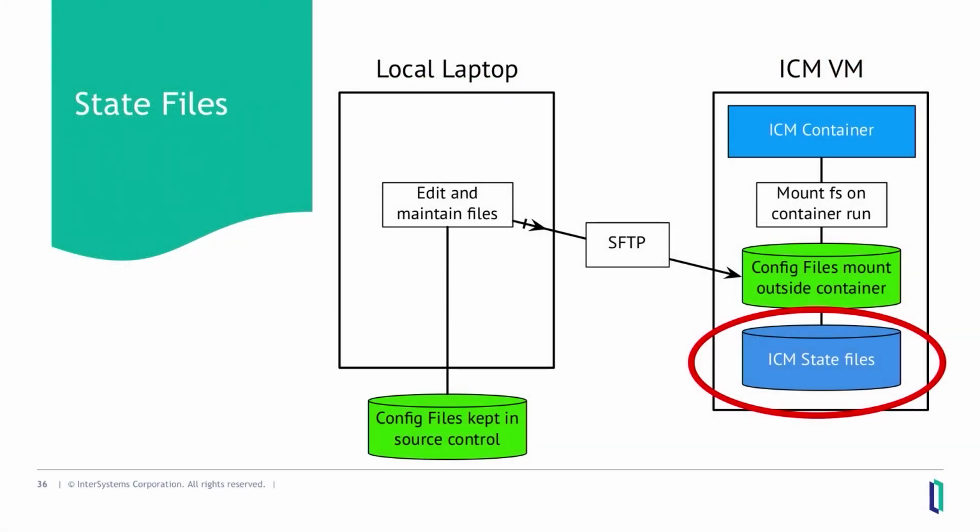All right. So this is a picture of what we just saw. I've got the config files in source code control. I edited them, and somehow they got up there to that other green place. When we start running things, we're also going to create some state files. Now, state files are log files and also a record of what was deployed.